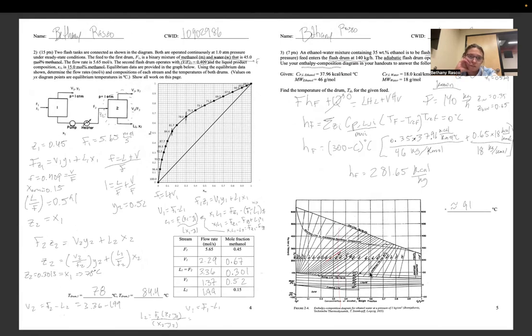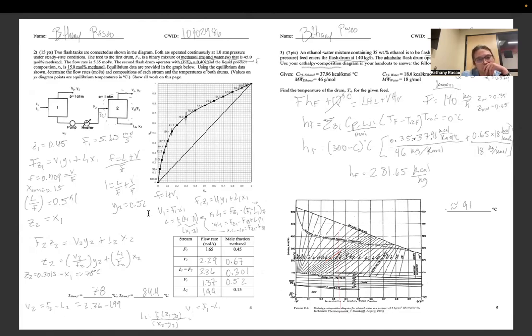Next problem was in regards to two flash tanks that you didn't know the T drum for. There's a lot of mass energy balances in this one, and frankly, I was kind of sad. But that's fine. There was a component balance and a total mole balance, and you use your data to put in the equation. Because you know V over F, so you can get L over F via the total mass balance, and then from there you can start solving things.